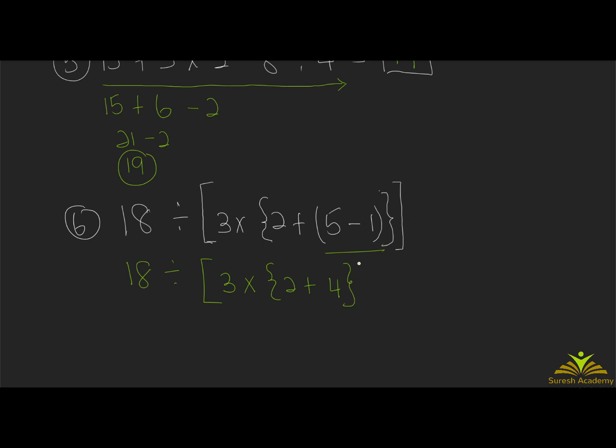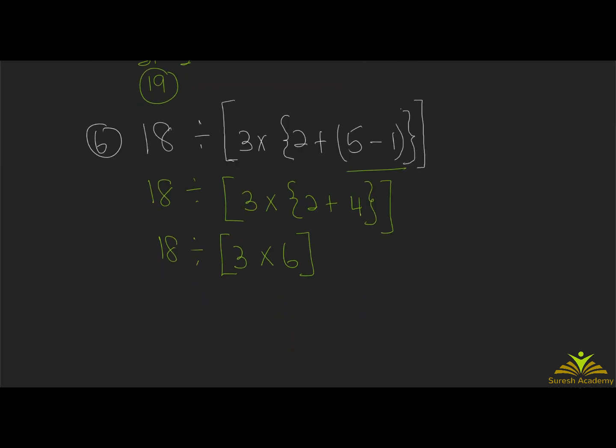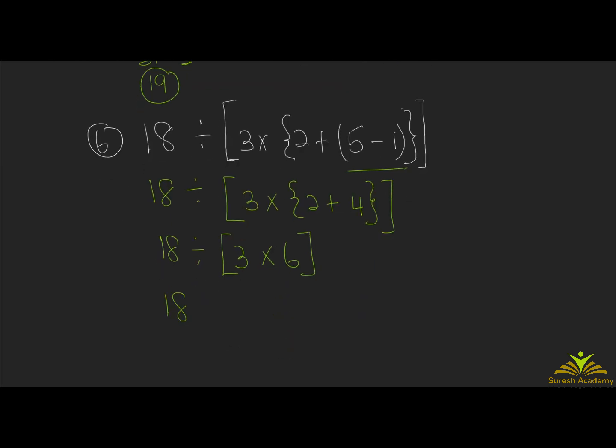So okay, now I've got 18 divide. So now I'm going to solve the squiggly bracket. 3 multiply 2 plus 4 is 6. And then finally I solve 3 multiply 6 is 18. So 18 divided by 18 equals 1.